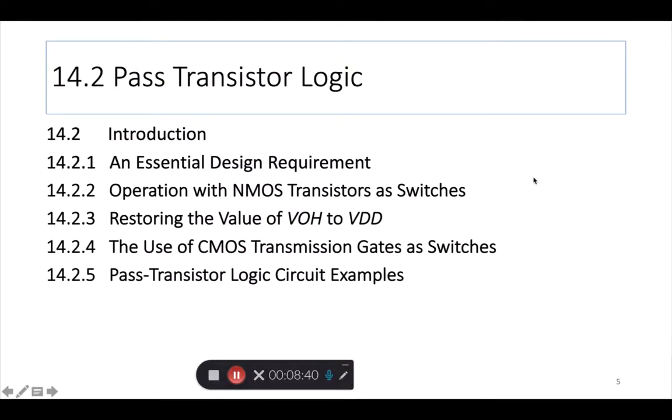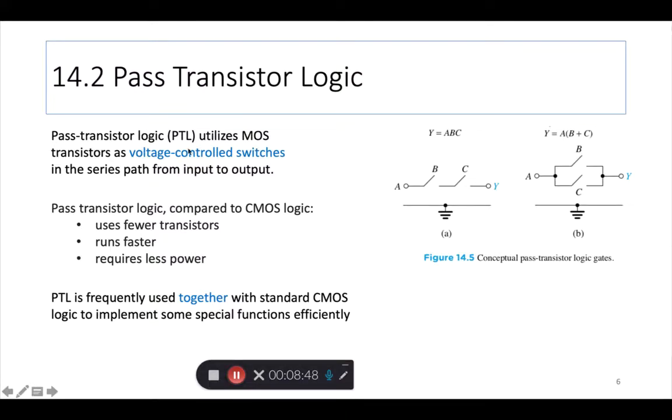Let's move on to the next most important topic for us, which is something called pass transistor logic. So pass transistor logic, or PTL, on slide 6, utilizes MOS transistors as voltage controlled switches in the series path from input to output. Compared to CMOS logic, it uses fewer transistors, runs faster, and requires less power. PTL is frequently used together with standard CMOS logic to implement some special functions more efficiently.